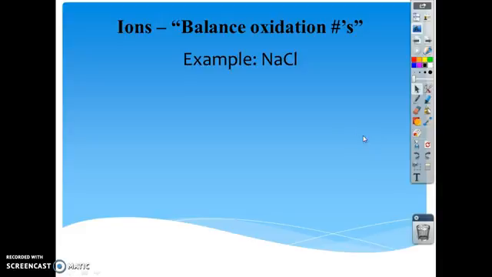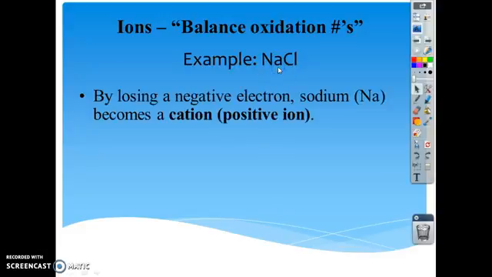Okay, so let's think about ionic bonds for a minute. First of all, let's look at sodium chloride here. Sodium is on the left side of the periodic table, number 11, and chlorine's on the right, number 17. That makes this an ionic bond. The way that we can know that it's an ionic bond is simply by checking our periodic table. So make sure you do that every time.